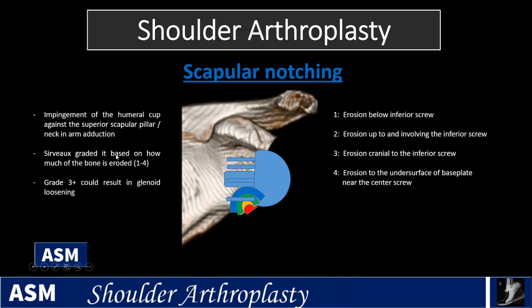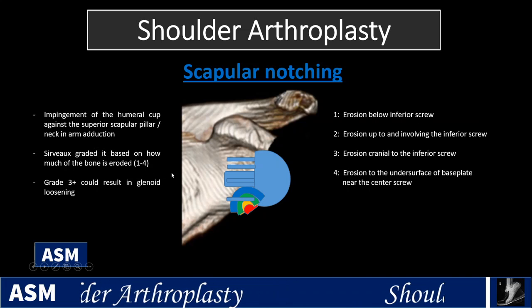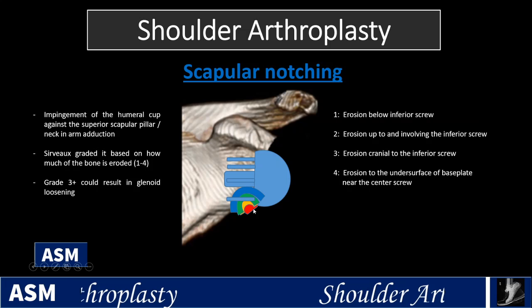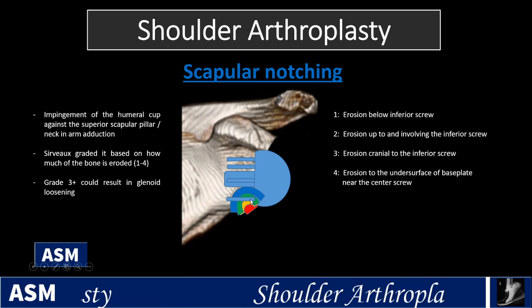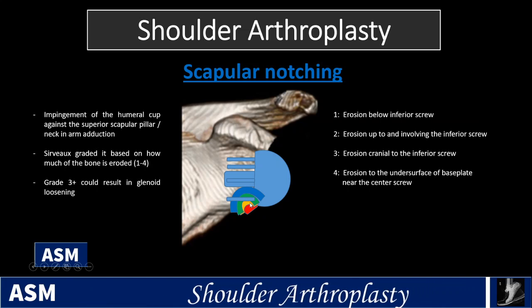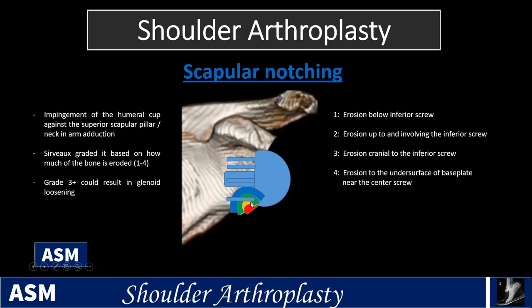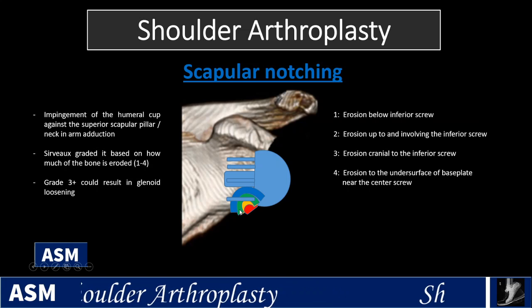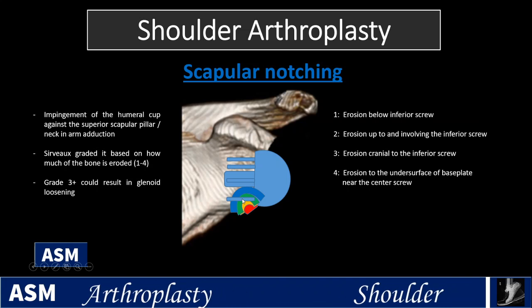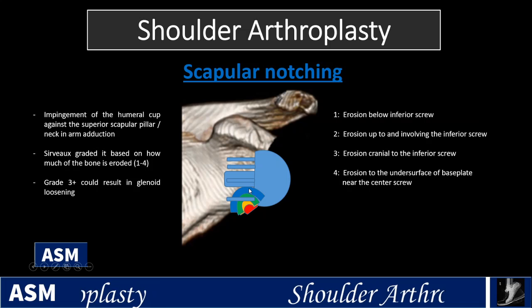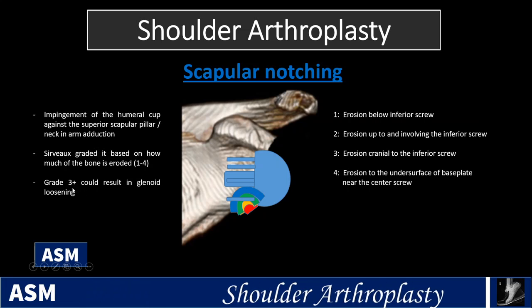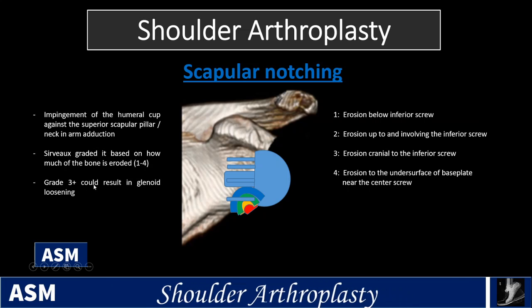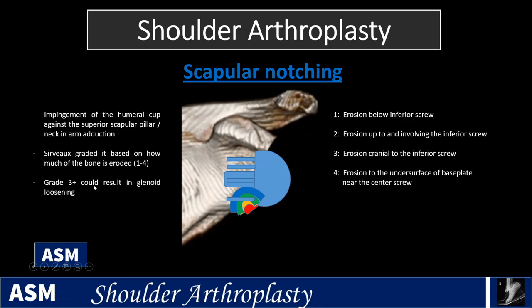Sirveaux graded this based on how much of the bone was eroded, grades 1 through 4. So if you had erosion that did not reach that inferior screw, it would be a 1. If it reached the screw but didn't extend above it, it would be a 2. If it passed above that inferior screw, it would be a 3. And if it reached the base plate or the central screw, it was a 4. Grade 3 plus has been associated with loosening of the glenoid component.